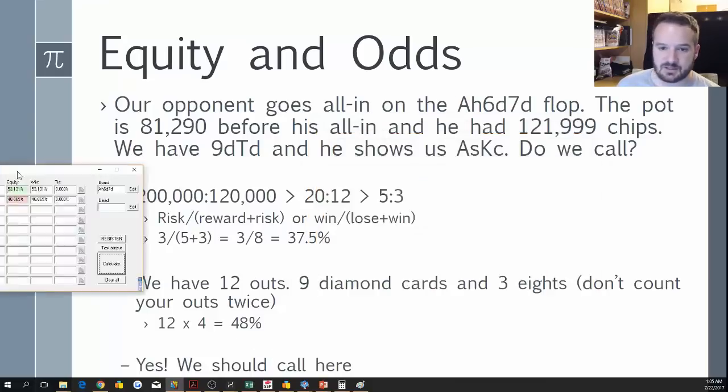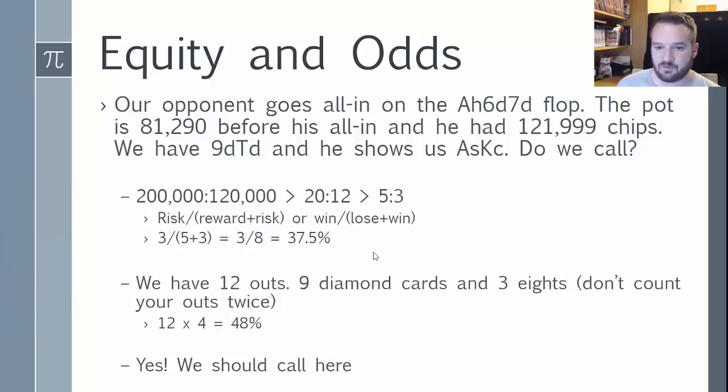It's not going to change things all that much. There's a very, very large gap between this number and this number here, so we're doing A-OK making these kind of calls. And that might be shocking to some of you guys. This is a reasonable size overbet, and we're still calling.